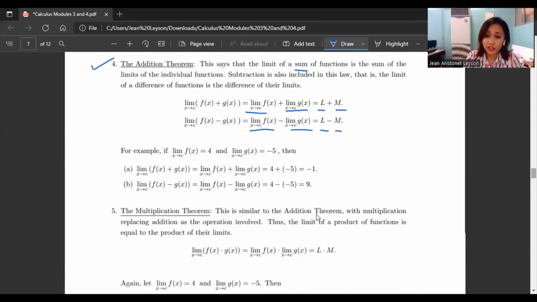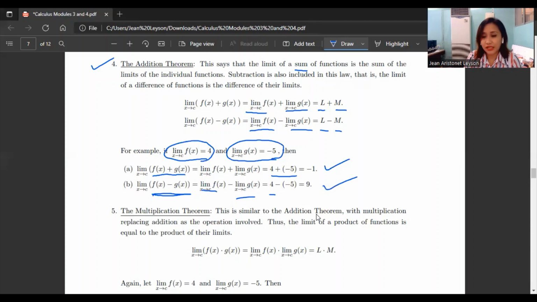So to better understand that one, we have an example. So suppose you're given the limit of f of x as x approaches c is 4. This is given. And the limit of g of x as x approaches c is -5. So solving for the sum of their limits, that's simply 4 plus -5, or simply 4 minus 5, which is -1. For letter B, that's the difference of their individual limits that's already given. That's 4 minus -5. So that will become positive, which will give us 9.